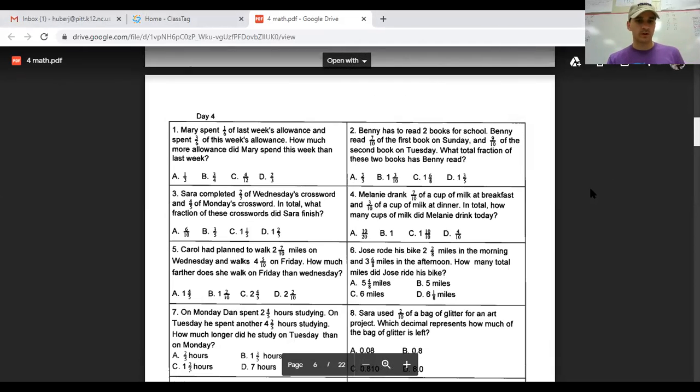Here we go. All right, so day four, number one. Mary spent 1/6 of last week's allowance and spent 3/6 of this week's allowance. How much more allowance did Mary spend this week than last week? All right, so already I'm looking at the answer choices and I'm liking what I'm seeing here because you could read this wrong and get an answer that you would find. So let's look at the whiteboard. Three words should have stood out more than anything, and those words were how much more. Hopefully you got those underlined or highlighted, because how much more, same thing as how many more, that means you've got to subtract.